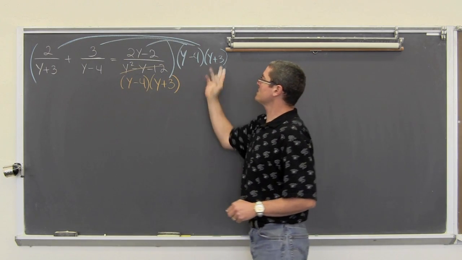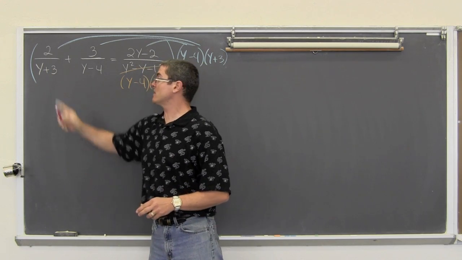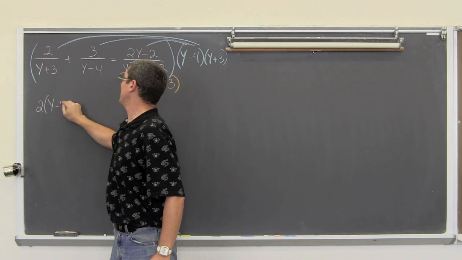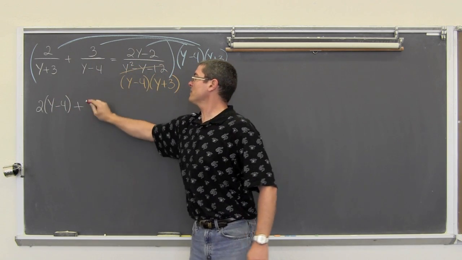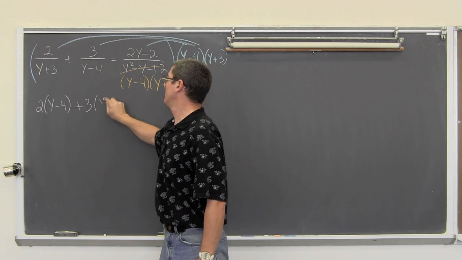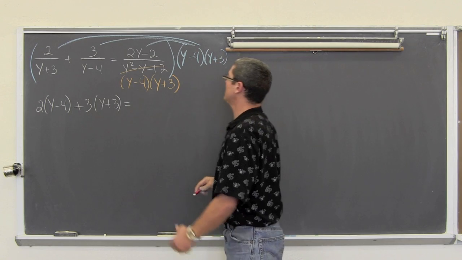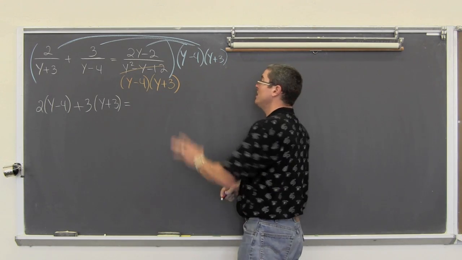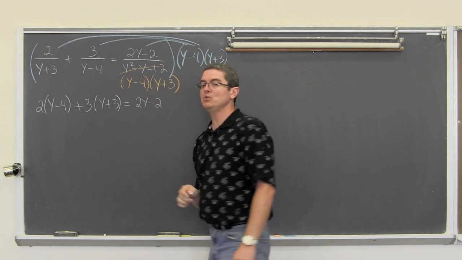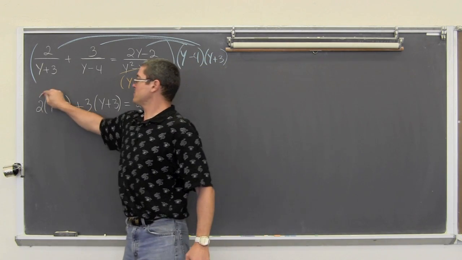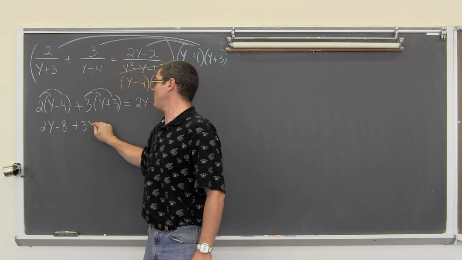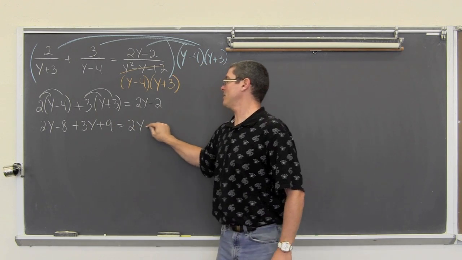When I take y minus 4 times y plus 3 again and multiply it to the first fraction, the y plus 3's are going to cancel out, and we get 2 times y minus 4 plus 3. The y minus 4 is going to cancel out, so we have plus 3 times y plus 3 equals, y minus 4, y plus 3, everything cancels out, and we just get 2y minus 2. So we're going to distribute through those parentheses: 2y minus 8 plus 3y plus 9 equals 2y minus 2.